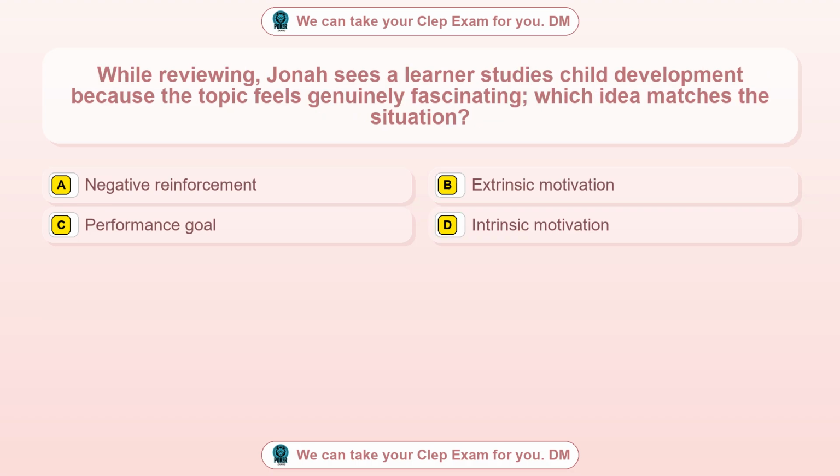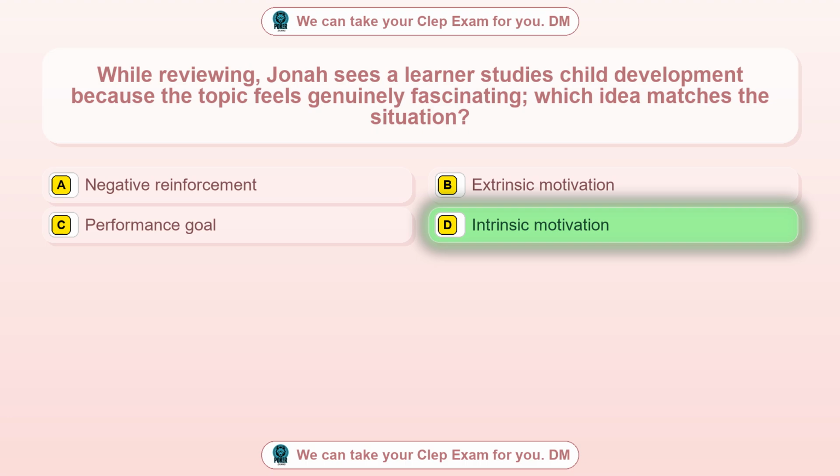Question 26. While reviewing, Jonah sees a learner studies child development because the topic feels genuinely fascinating. Which idea matches the situation? Option A, negative reinforcement. Option B, extrinsic motivation. Option C, performance goal. Option D, intrinsic motivation. The correct answer is option D.